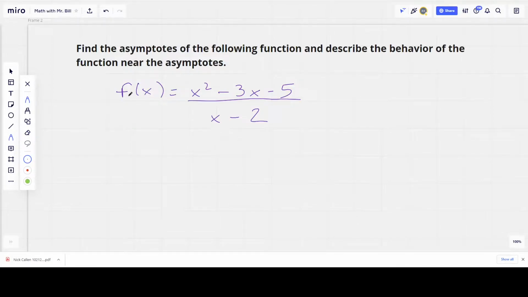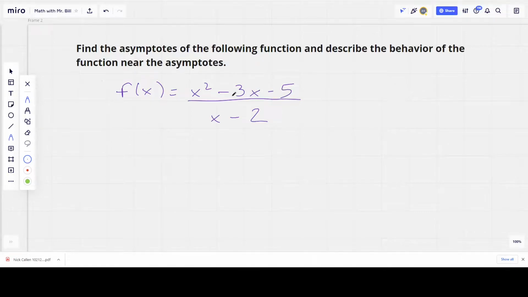So let's jump into this problem. We have this function, x squared minus 3x minus 5 divided by x minus 2, and we're asked to find the asymptotes of this function. When we want to find the asymptotes of a function, we need to look at the denominator, specifically the factors in the denominator that won't be canceled, and then the behavior when x goes off to infinity or to negative infinity. Looking at this function, there's no way to factor the numerator.